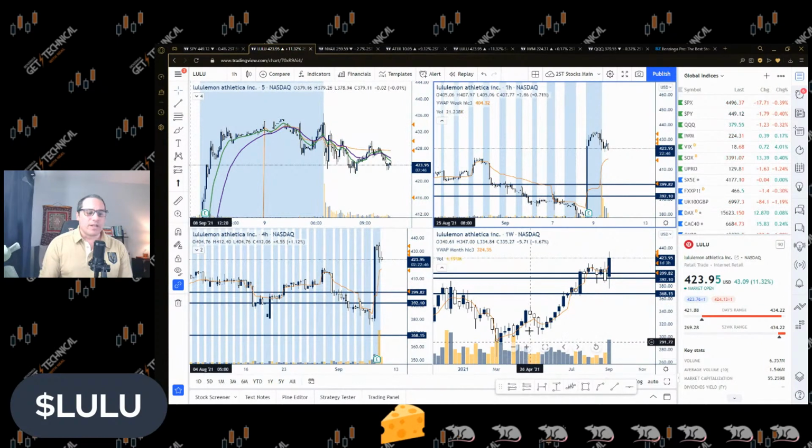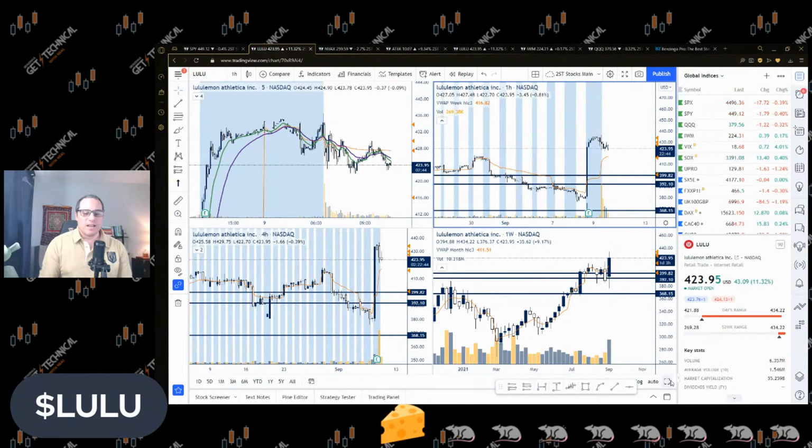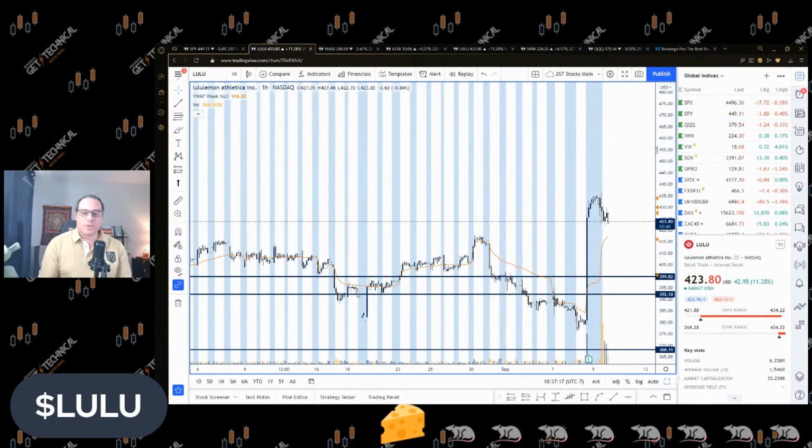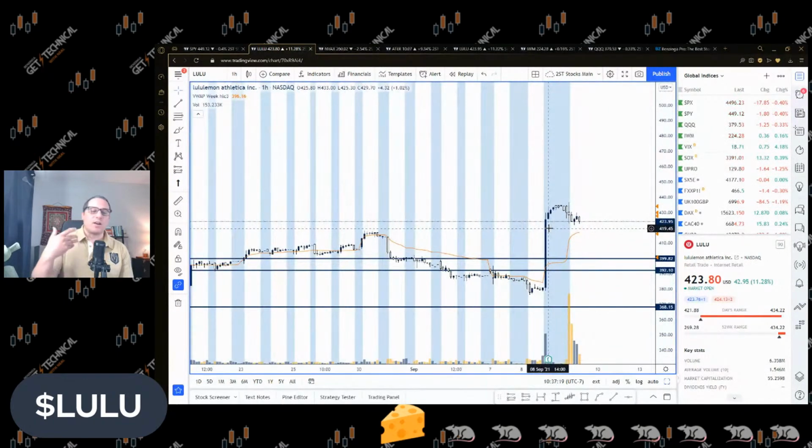The options market was projecting about a 6% move going into the earnings, up or down. Historically, it's only had about a 5% move up or down. The stock went from 380 to 433. It's a $50 gain. That's like a 13% move in 20 minutes.